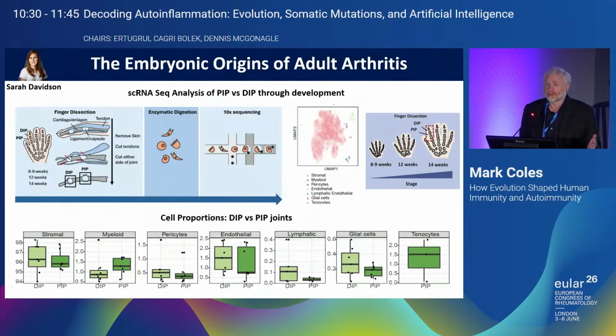And so the way we've gone about this is through understanding development of the human joints. What we've done is taken the DIP and PIP joints from week 8 through week 16 in human development. We've isolated the joints, then enzymatically digested them and used 10x single-cell RNA-seq. And you can see all sorts of populations. It is mostly stromal fibroblast material at that stage, and there are some differences, but until you dive into the biology, there isn't much difference in the cell proportions in DIP versus PIP joints.